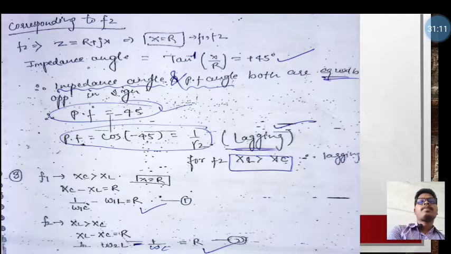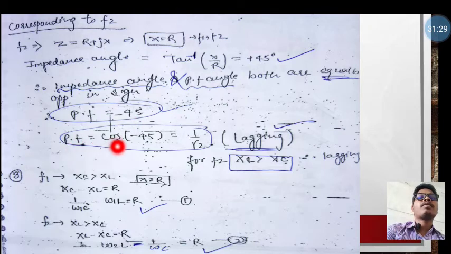Like that, at f2, Z is equal to R plus jX, and X is equal to R at the frequencies f1 and f2. So the impedance angle, that is tan inverse of X divided by R, is equal to plus 45 degrees, and the power factor angle is equal to minus 45 degrees.